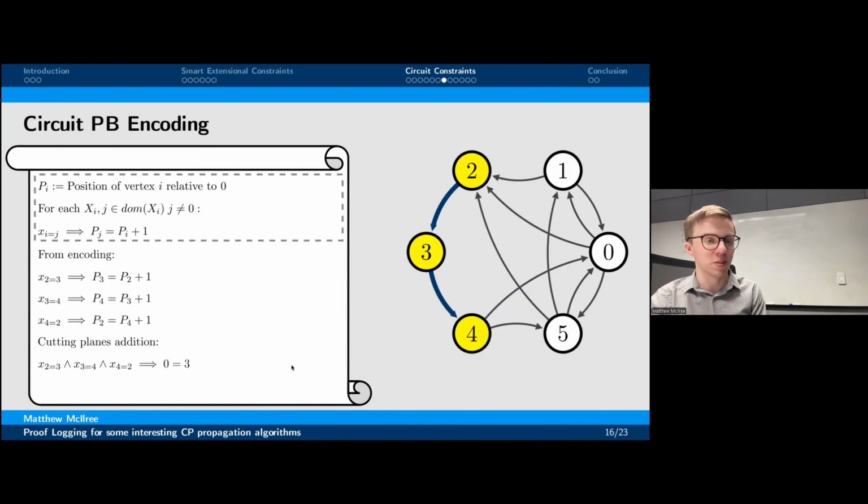So we've just basically derived the fact that these three literals imply 0 is equal to 3 as a PB constraint, which is the same as just saying at least one of these variables must be false. That works as an explanation for any two of these things implying the other one, which is exactly what circuit propagators do. They just look at the assigned variables and say, well, you can't assign the head variable to the tail variable.